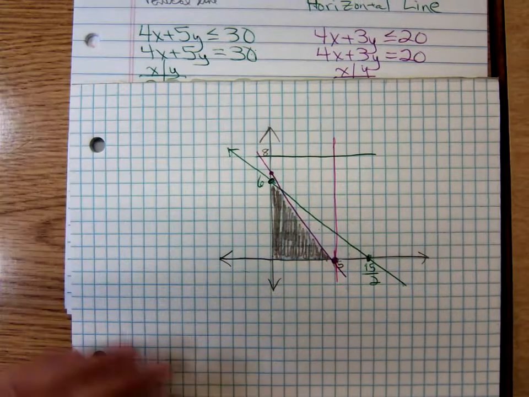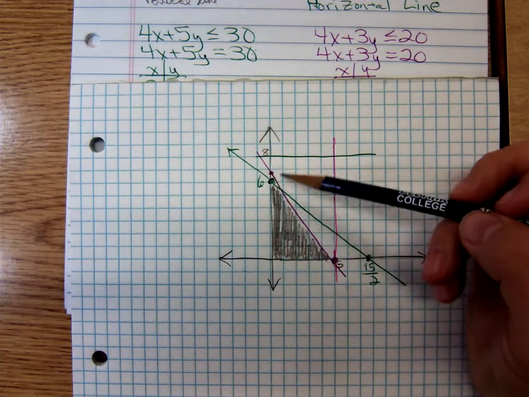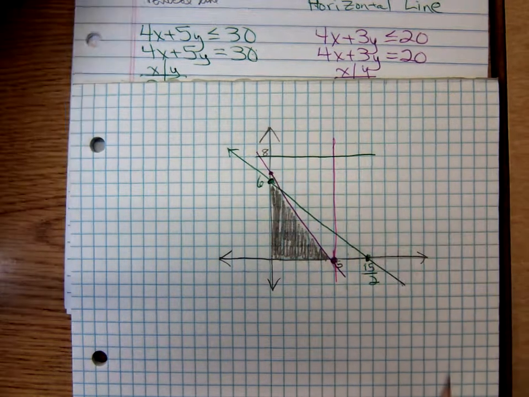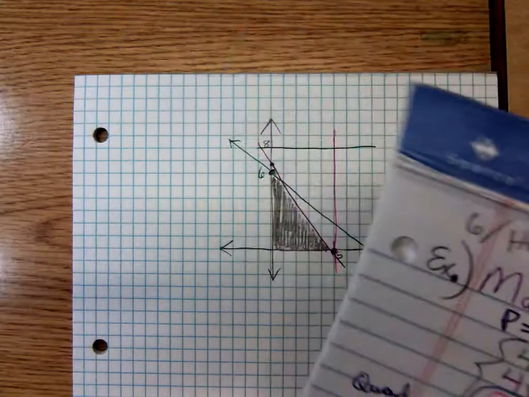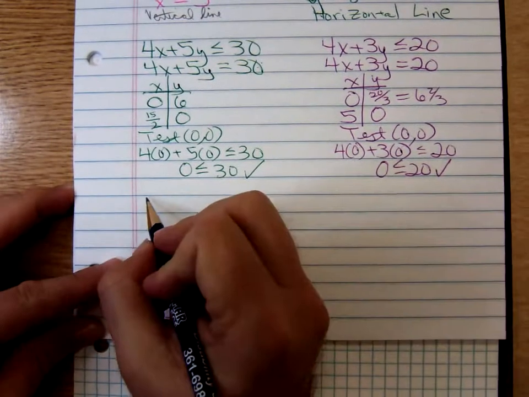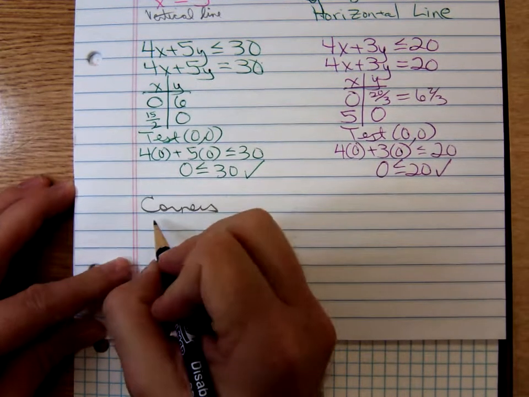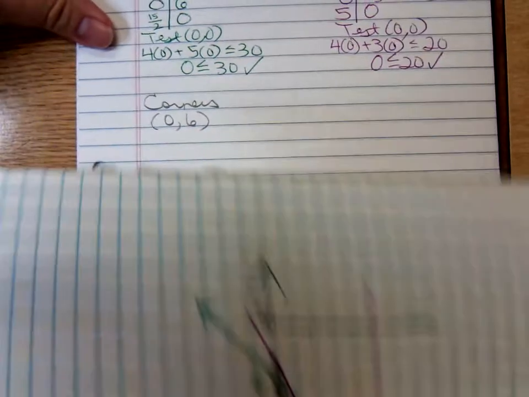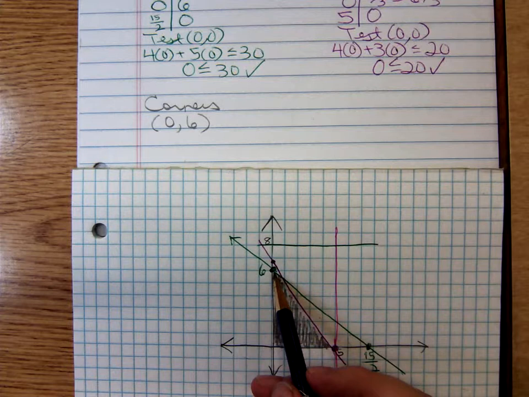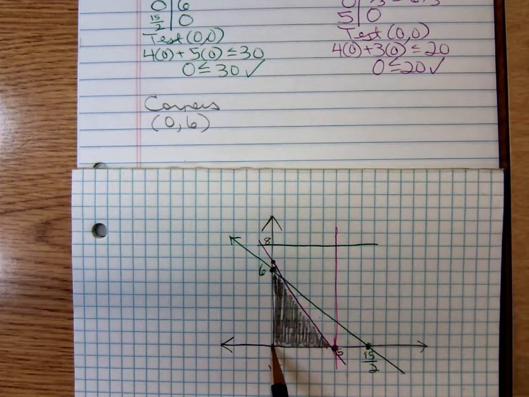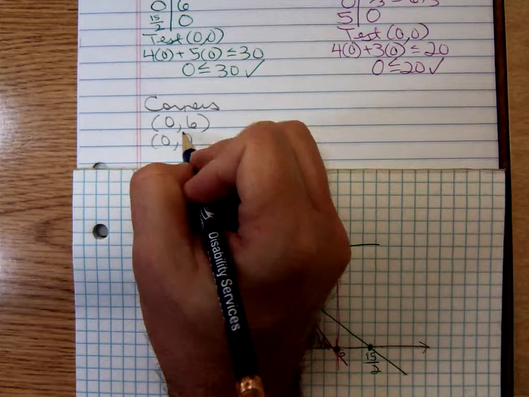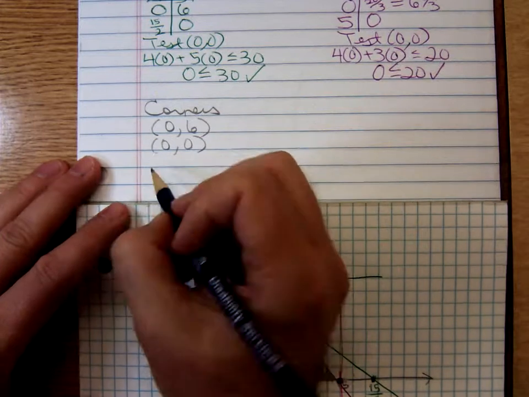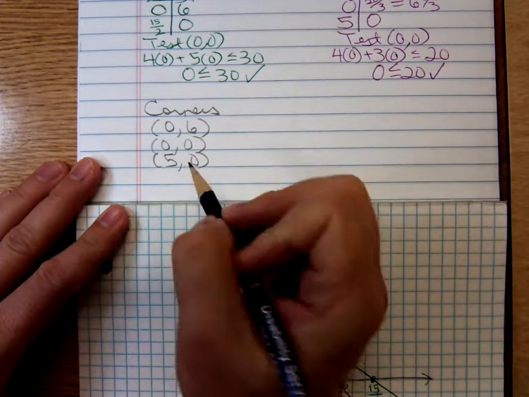Some of the corner points, we can read them off just from looking at the graph. That corner point right there is the point 0, 6. So we can read that one off without any trouble. So our corners: 0, 6. What else have we got as a corner point? Moving down the boundary lines, here we're at the origin, 0, 0. Move across, that point right there was 5, 0. So there's 3 of the corners.